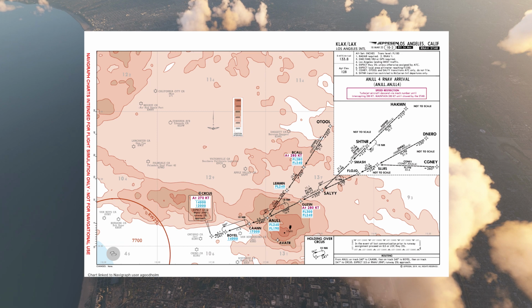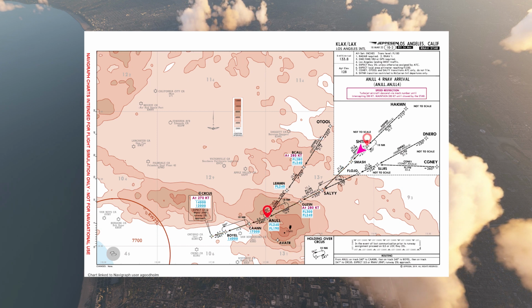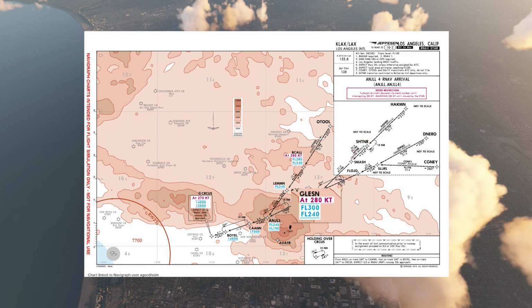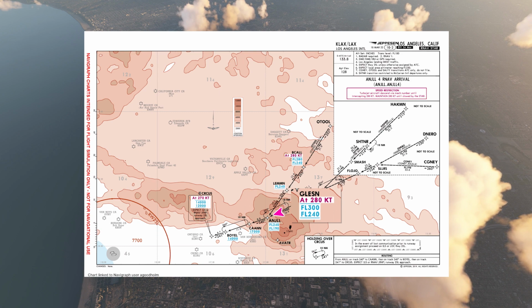The dashed lines tell us that we're on a transition route. The actual arrival does not start until we hit Angel. From Shatner, we have Smash, Solly, and Gleason, with a speed restriction of 280 knots and a block altitude from flight level 300 and below to flight level 240 as our base.